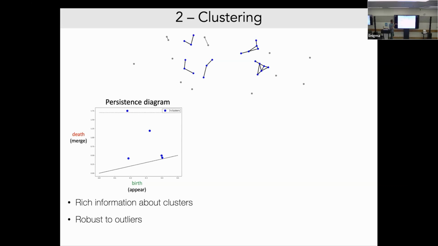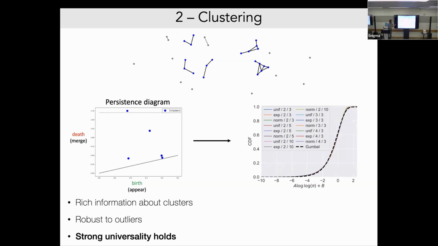One of its nice features is that it's robust to outliers, because the outliers will never appear, they will just join one of the existing clusters. But in our context, the most interesting part is that now we have another filtration, we can do the same trick, we can compute the death-birth distribution, and everything holds very nicely the same way as before. So the strong universality holds also in this context, which is quite different in taste from what we've done before with homology and cycles and so on, even though it's still to some extent homology.